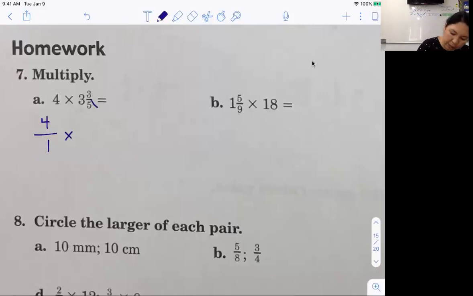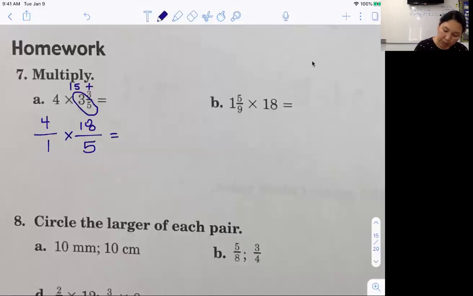And now I'm going to change this back into an improper fraction. 5 times 3 is 15. 15 plus 3 is 18. So that became 18 over 5. Is there anything I can cross cancel here? I can't cross cancel 4 and 5, and I can't cross cancel 1 and 18. So I won't cross cancel there. But you might need to cross cancel in yours, so be careful when you do B by yourself.